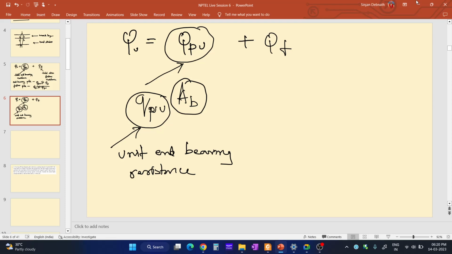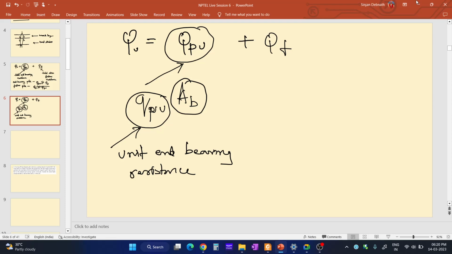The total end bearing resistance, that is capital QPU, the unit is generally kilonewton, and small qpu, the unit is kilonewton per meter square, and AB is meter square, so kilonewton per meter square into meter square is kilonewton. So the unit of QPU is kilonewton.